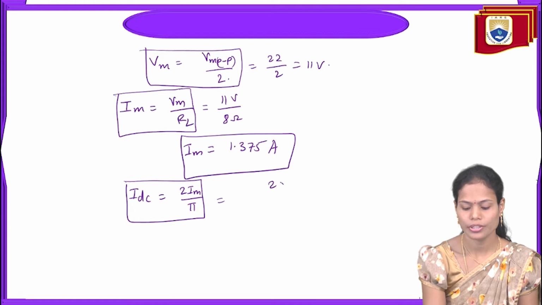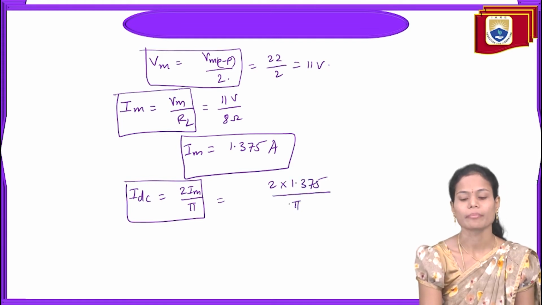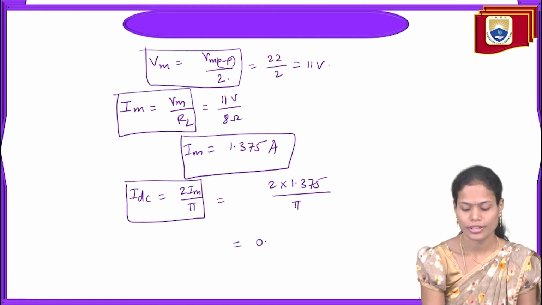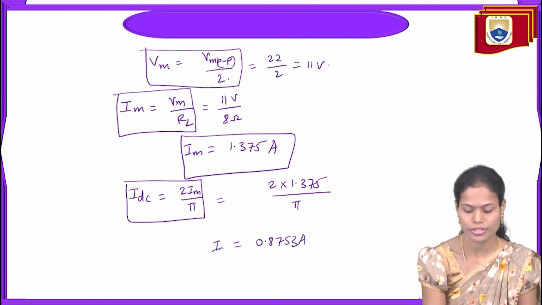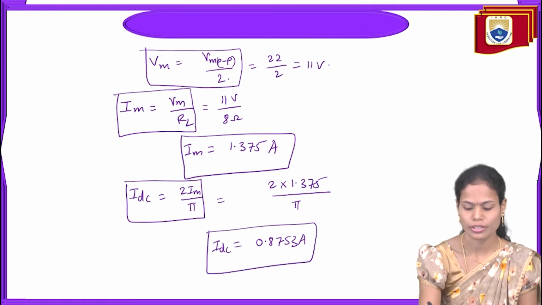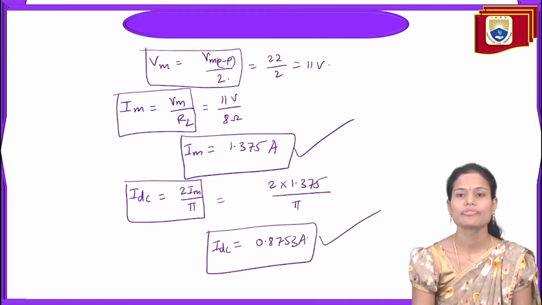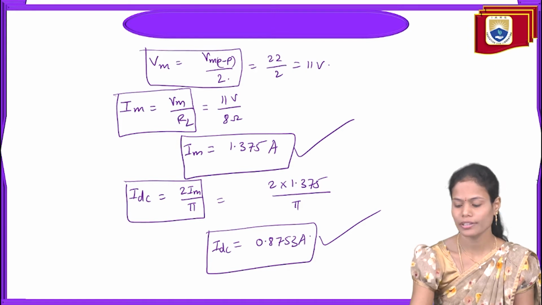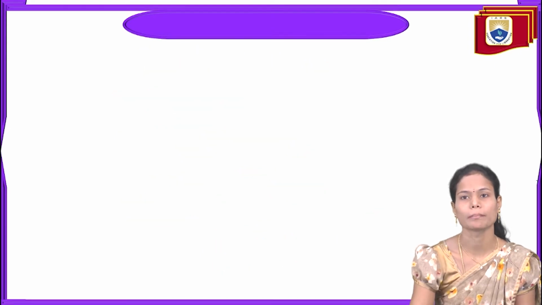So here 2 into Im value is 1.375 divided by pi. So if we simplify it, we will get it as 0.8753 amperes, which is the DC current flowing in the circuit. So from this DC current, we can calculate the input and output powers of the power amplifier.